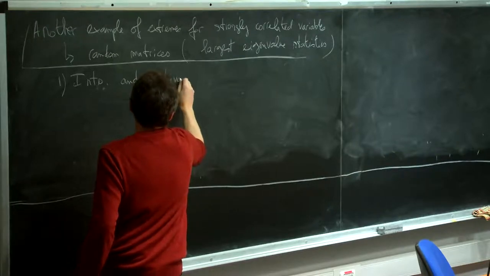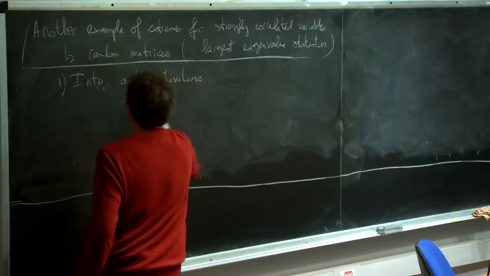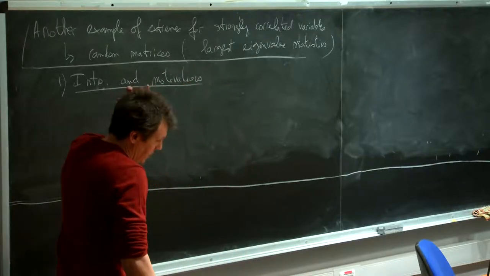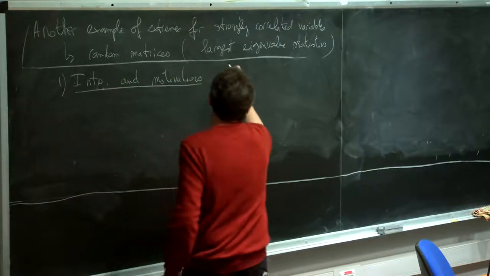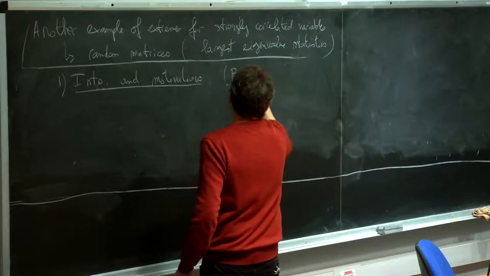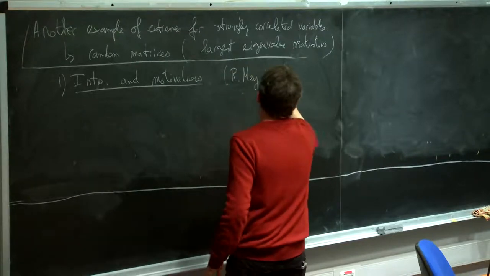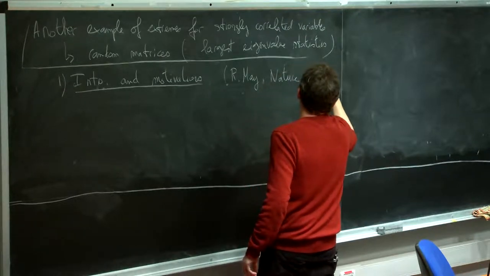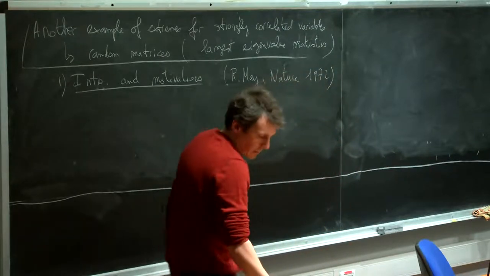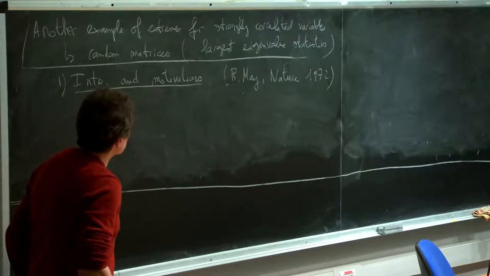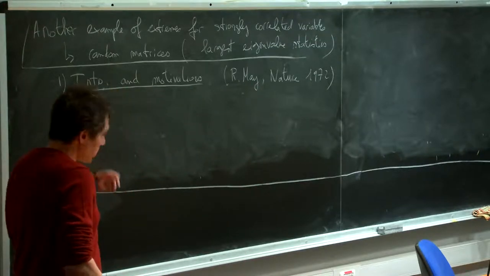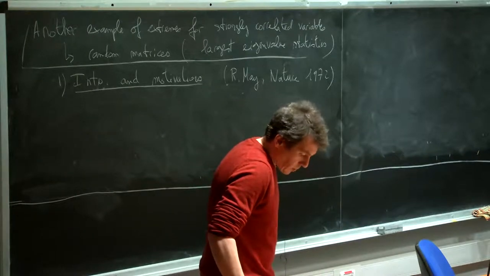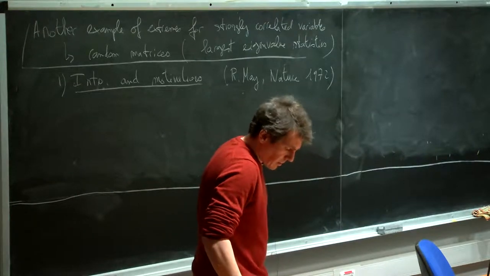So the example actually is taken from a very nice paper from the 70s by Robert May. That's a nice paper which was published in Nature in 1972. It has a huge number of citations, several thousands. So May was actually an ecologist, quite a famous one, and he's still alive, I think.